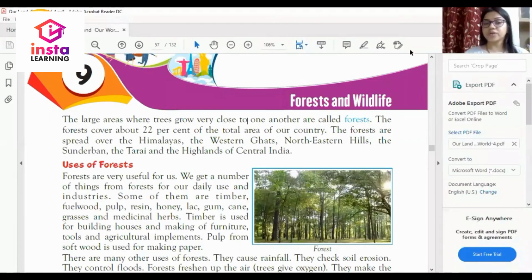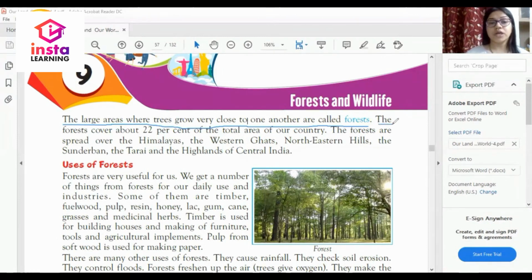So, dear student, let's start. As you all know, the large area where trees grow very close to one another is called forest. Dear student, this is a very important question. What is forest? The answer is, the large area where trees grow very close to one another is called forest.